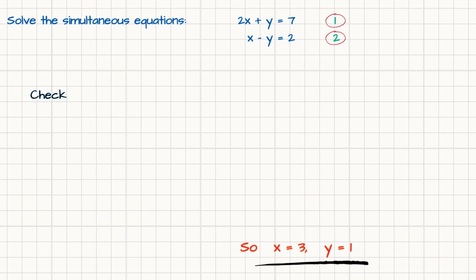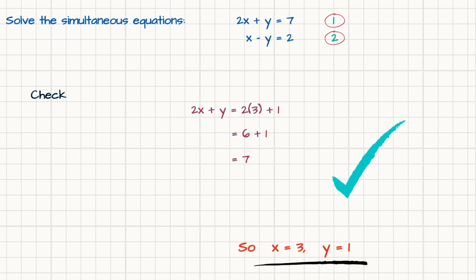We can check our answer using the values we have worked out in either of the original equations. Let's use equation 1. 2x plus y equals 2 times 3 plus 1, which equals 6, plus 1, which equals 7. So our solution is correct.